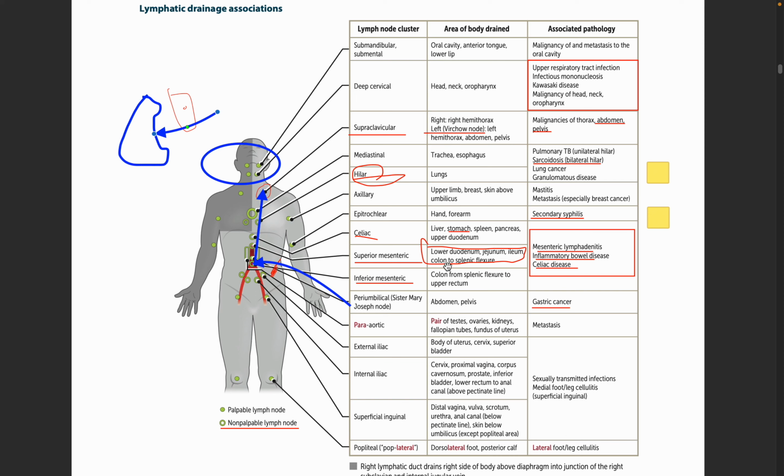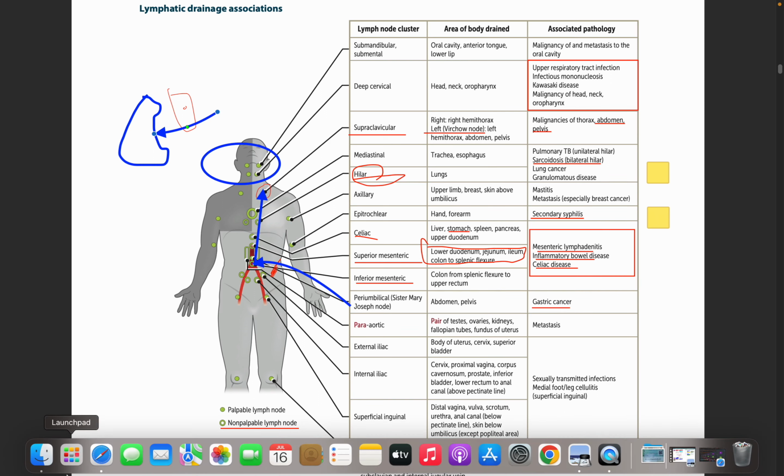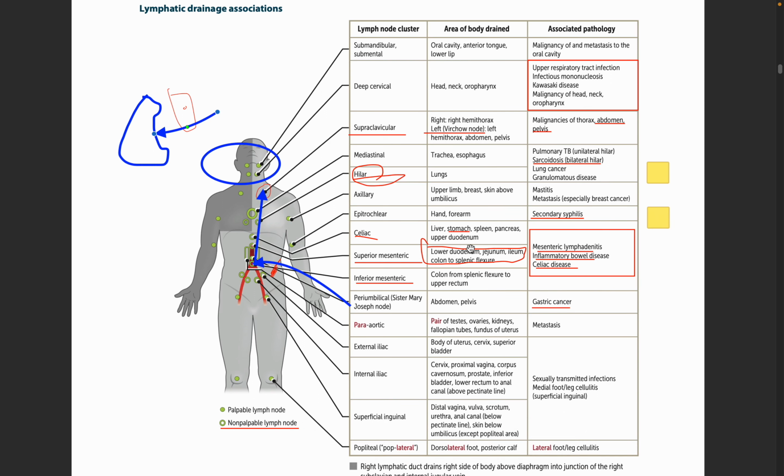Then comes the superior mesenteric lymph nodes, which drain the areas just when you are entering the lower duodenum, then the small intestine. You got your upper duodenum into the celiac lymph node. Now the lower duodenum, jejunum, ileum, and colon up to the splenic flexure drain into the superior mesenteric lymph nodes, and from the splenic flexure to the upper rectum, that means up to the anus, drain into the inferior mesenteric lymph nodes.